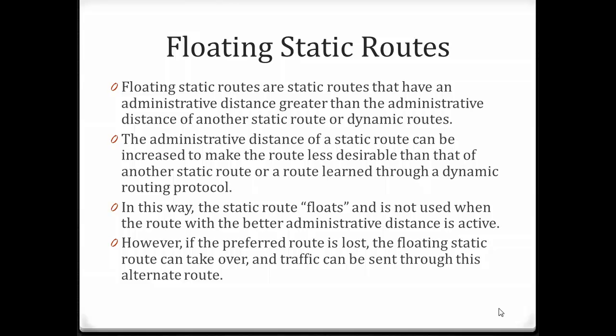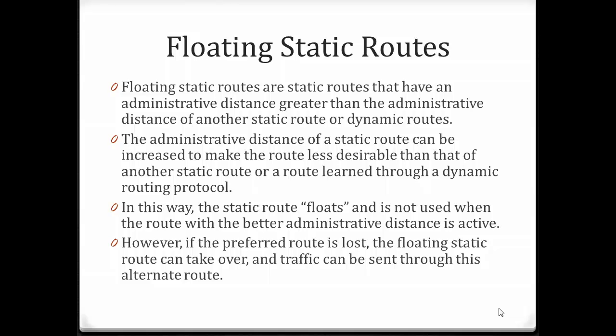What makes it a floating static route is the fact that it has an administrative distance greater than the administrative distance of another static route or a dynamic route. Remember that the administrative distance is the trustworthiness of the source of a route. For example, a directly connected network has an administrative distance of 0. It does not get any better than being directly connected to that network.